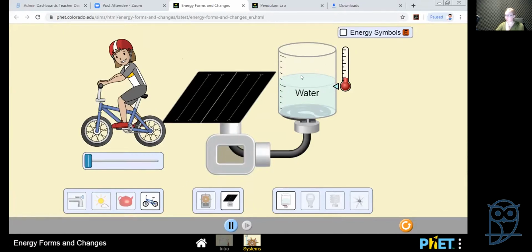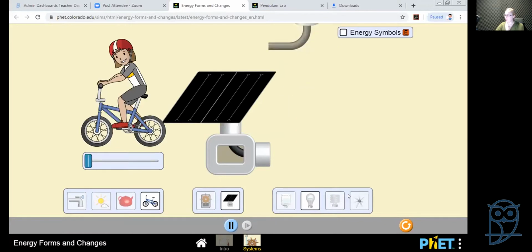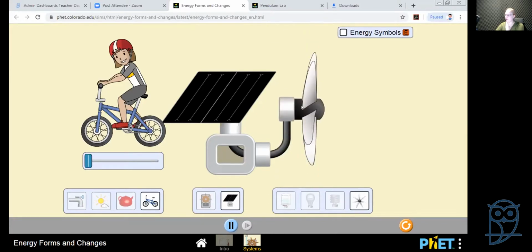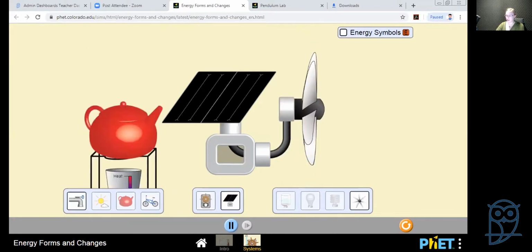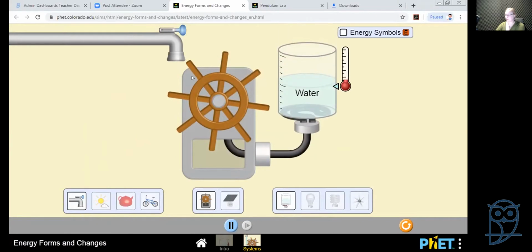And here we've got some kind of output. So here we've got a coil heating up some water, and then we can see how hot it gets. Here we've got a light bulb, here's a different kind of light bulb, and this is a fan. So let's start with our basic setup. I'm going to turn the energy symbols on. So here you can see that water already has some stored heat energy. Everything has some stored heat energy in it.